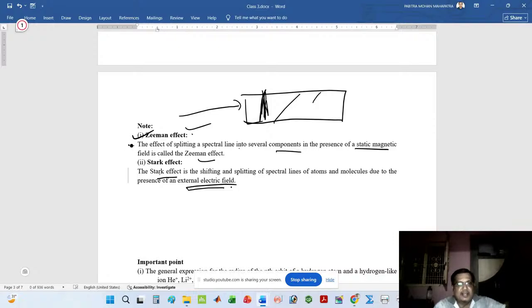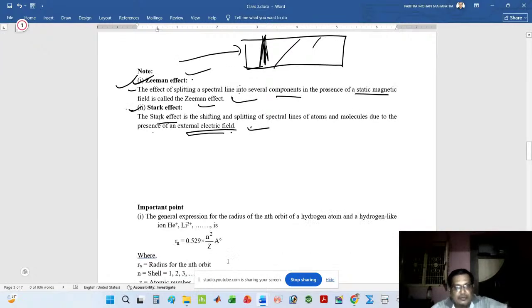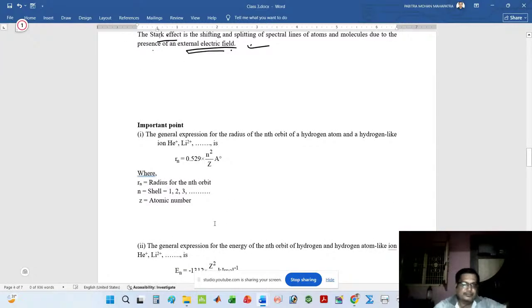So here I can define: the effect of splitting a spectral line into several components in the presence of a static magnetic field is called the Zeeman effect. Similarly, the Stark effect is the shifting and splitting of a spectral line of an atom or molecule due to the presence of an external electric field. These are the two important points: one is the Zeeman effect, another is the Stark effect. Next, let us move to some important points.